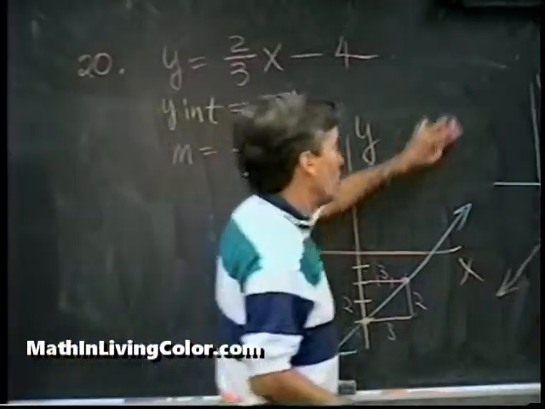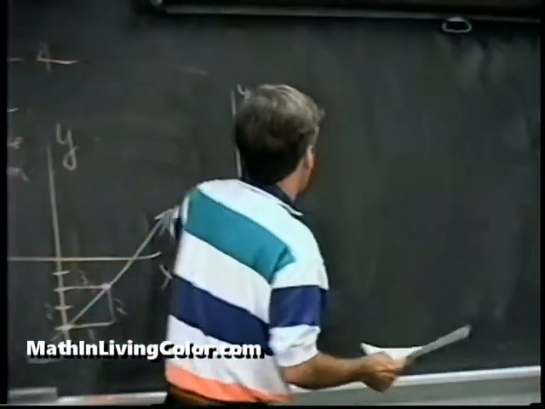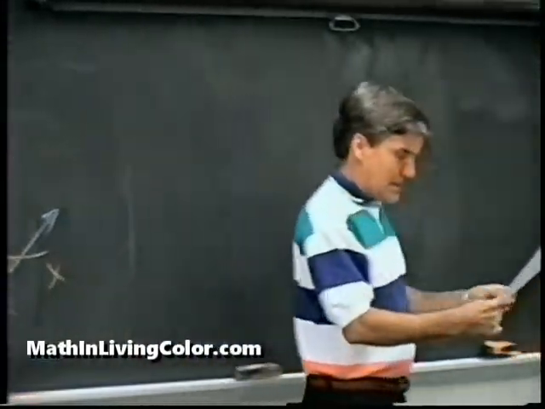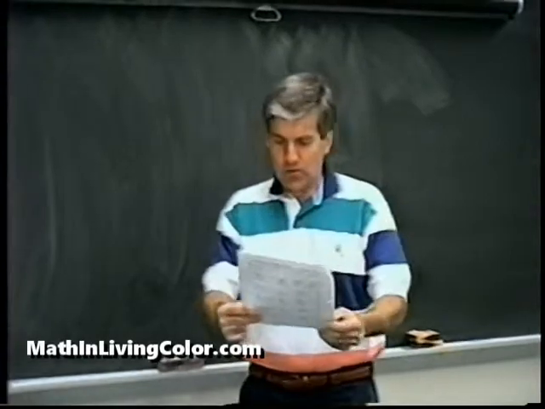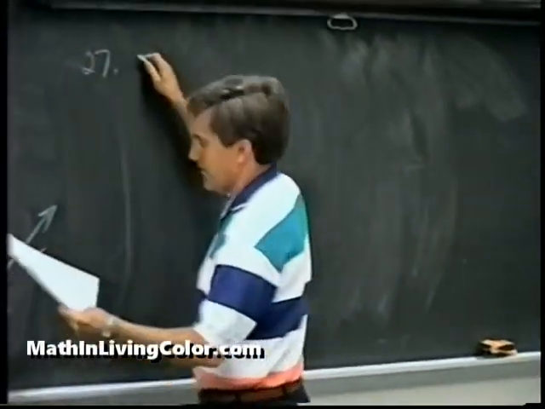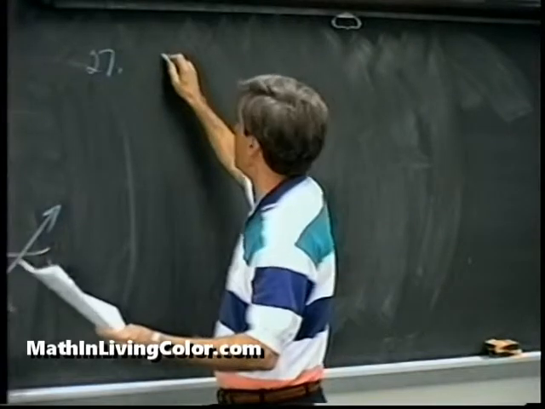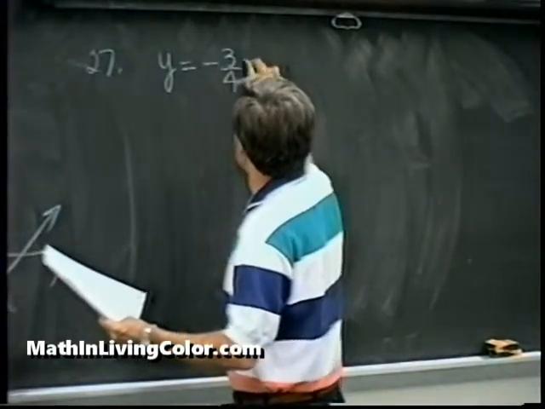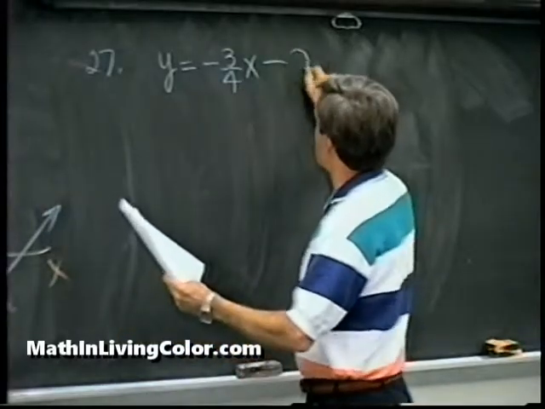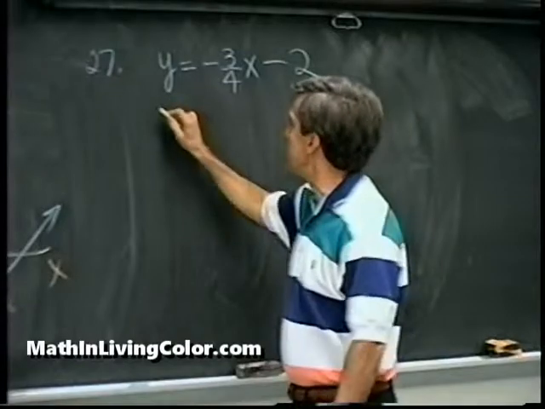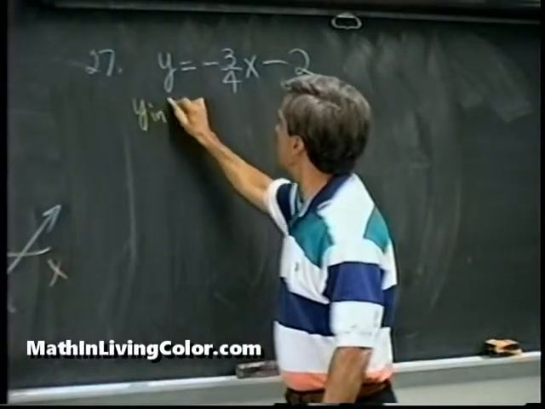Let me do one more. I wasn't going to do this, but I know there's going to be a question on this one. The one I wanted to look at is number 27: y equals negative 3/4 x minus 2. First thing I need is the y-intercept. What's the y-intercept? Negative 2.